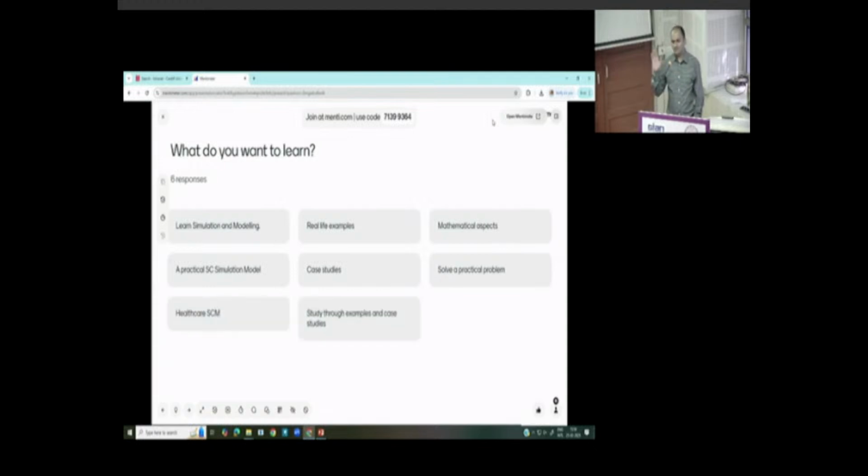Learn simulation and modeling. Yes, definitely. I will show you that tool today. That's very important because this whole course, IoT, digital twin, AI-driven simulations, is all about the modeling part: modeling, optimization, simulation, case studies. We have got the case study here. Okay, study through examples and case studies.